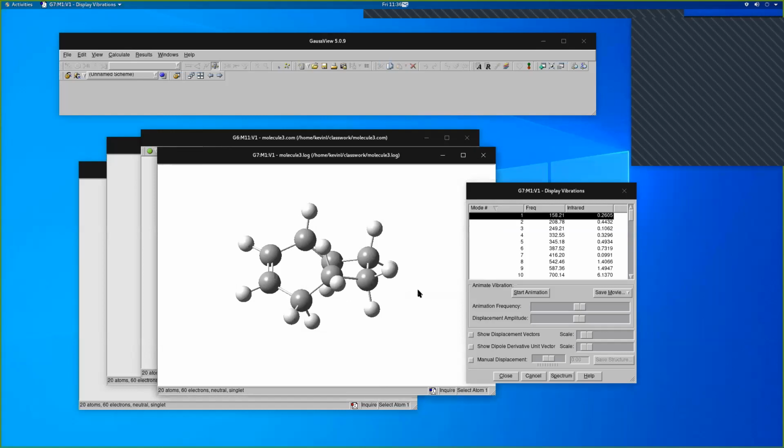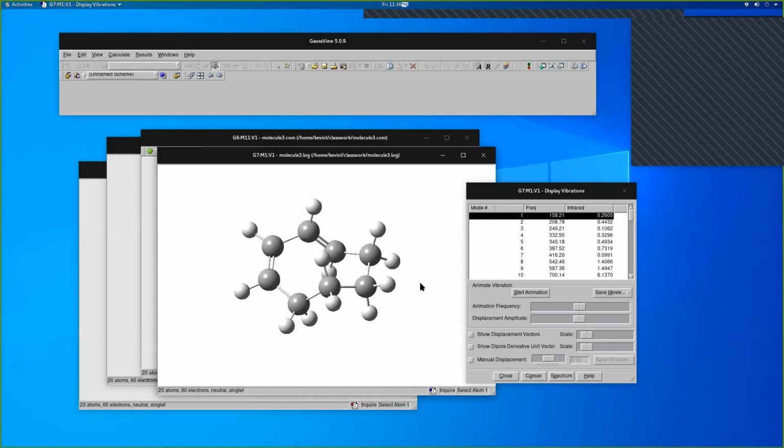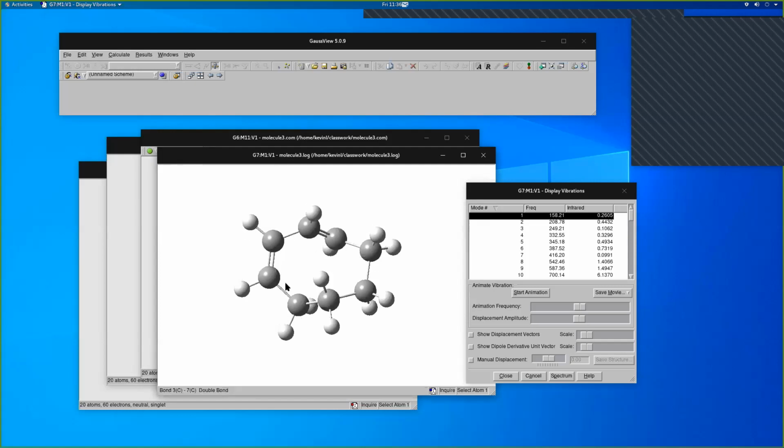So my exploration of this problem seems to suggest that we are going to get, can you see, a trans geometry here and a cis geometry here. So it certainly appears that the transition state that we have found is leading to the particular system that we see here. So if I can just summarize where we've gone and what we've done.